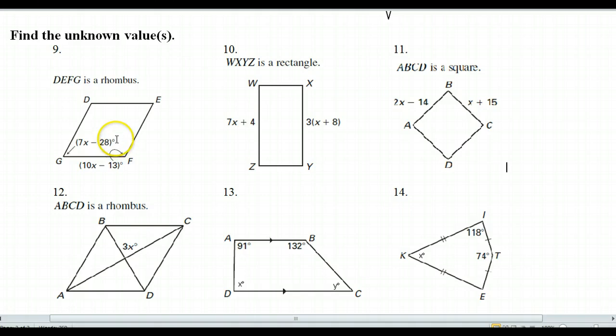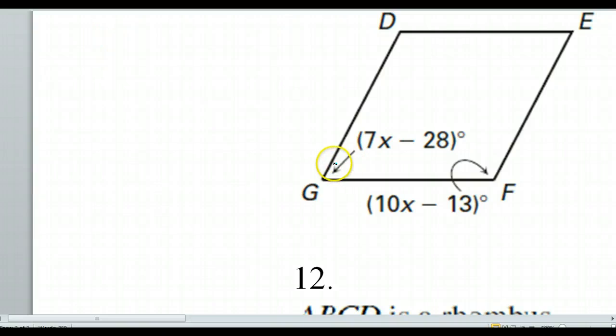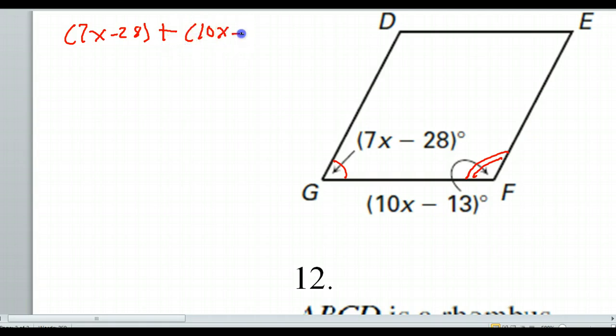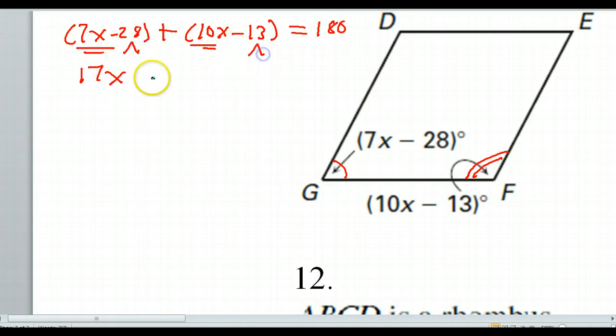So we combine like terms. We're going to start off with equations like the following. I'm going to zoom. These two angles should add up to 180 degrees. So in other words, 7x minus 28 plus 10x minus 13 should equal 180. They're supplementary. Combining like terms, 7x and 10x, that's 17x. Negative 28 and negative 13, that's negative 41.